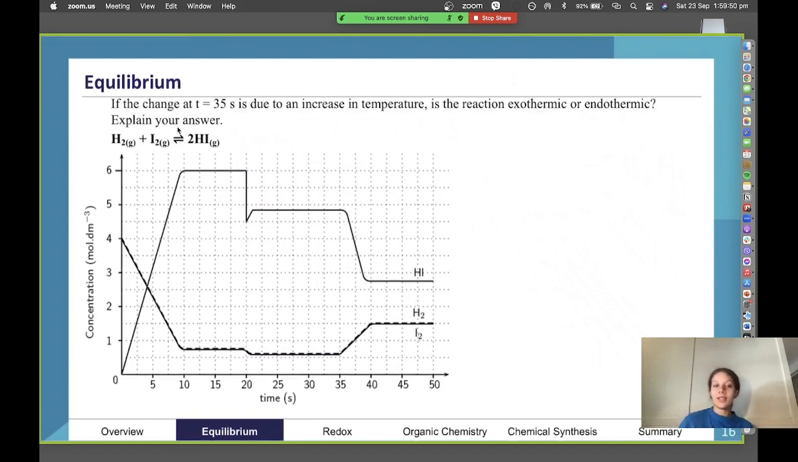Alrighty, so if the change at t equals 35 seconds is due to an increase in temperature, is the reaction exothermic or endothermic? We're looking at this change over here. Again, think about which way our reaction has shifted, and then what that means. You can use the trick I mentioned before: have a think about where heat is sitting. So let's have a look at what's happening. We've got a decrease in HI, and we have an increase in our reactants, the H2 and the I2. If we've increased reactants and decreased products, that means we're shifting to the left.